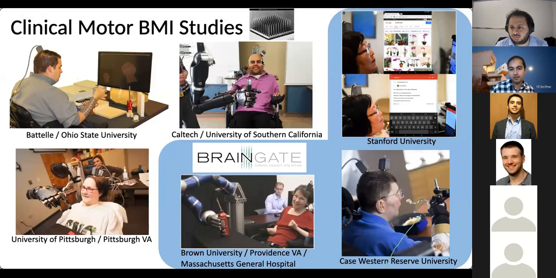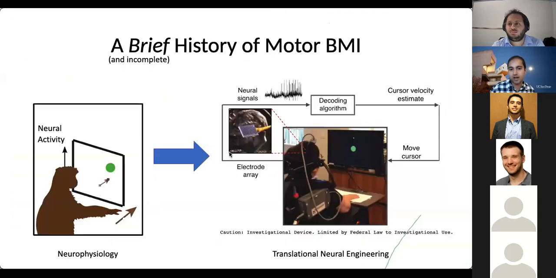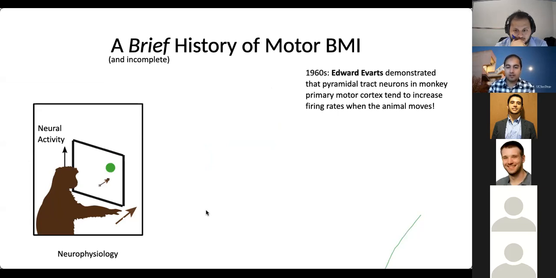So let's focus back in on how we got here as a field. I'm going to give you a very brief and admittedly very incomplete history of motor BMI. This field really started out grounded in neurophysiology, and that underpinning has allowed it to become a field on its own. And that's how you guys exist as TNT, right? Translational neuroscience is a really important field now. And so how did this branch of translational neuroscience emerge?